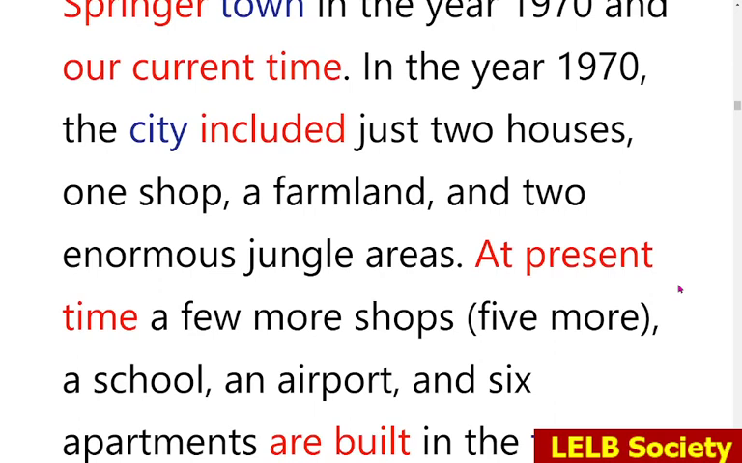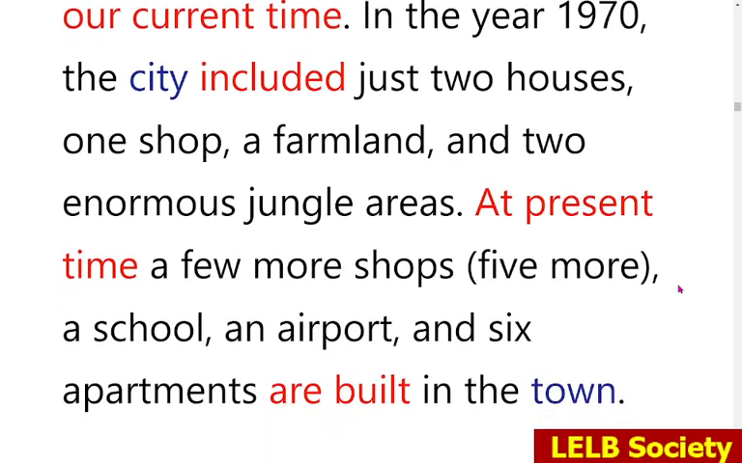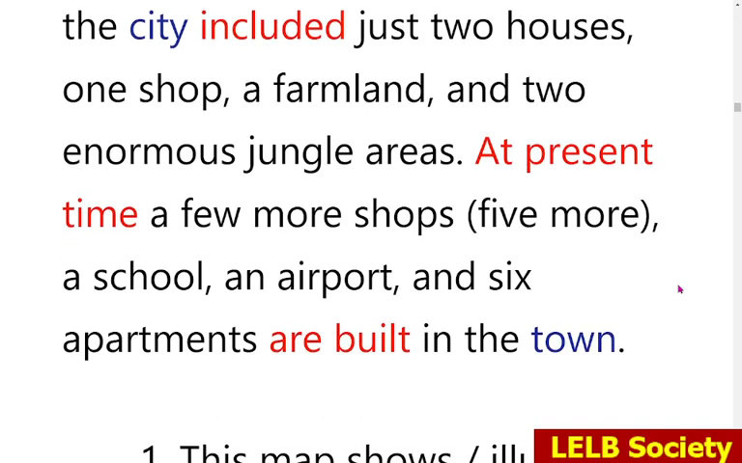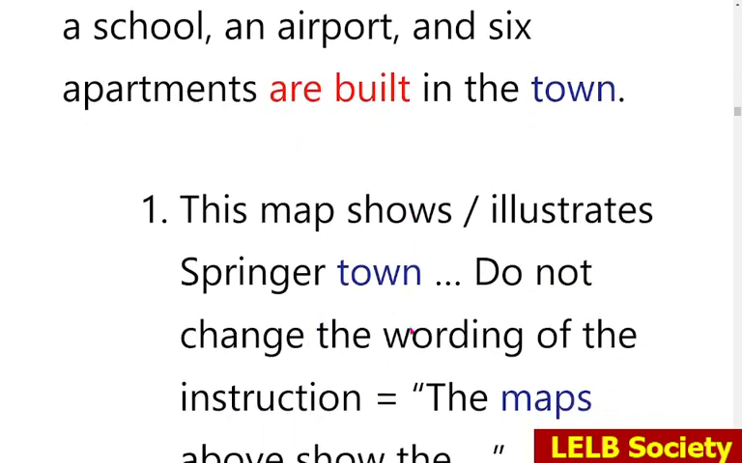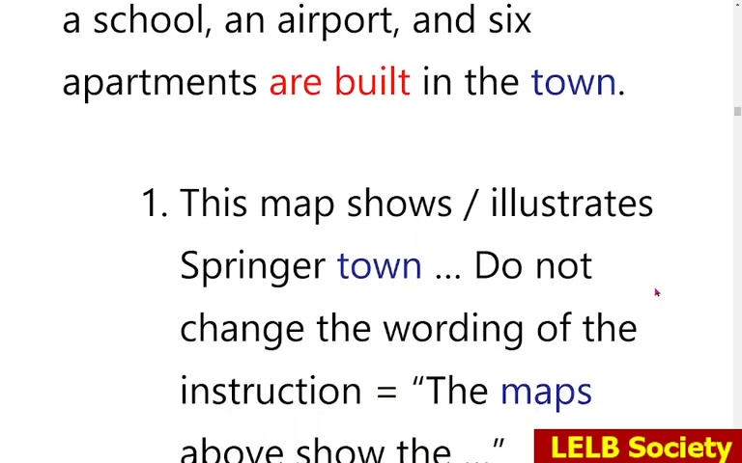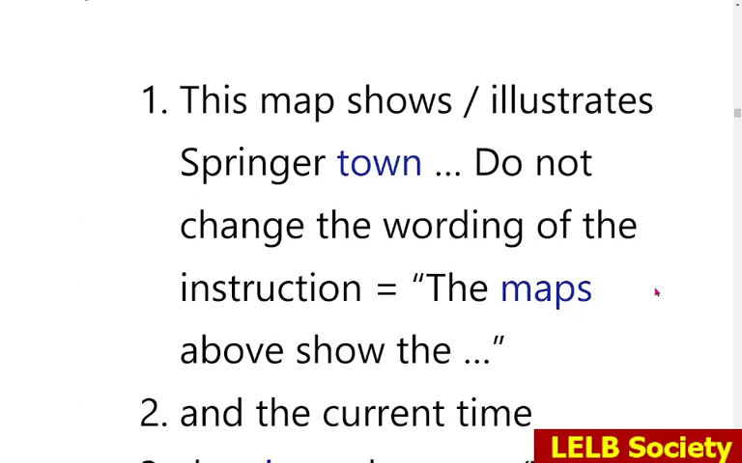At present time, again, actually, it's better to use a conjunction here to show contrast. At present time, however, for example, a few more shops, 5 more, a school, an airport, and 6 apartments are built in the town, have been built, or exist. So not are built. So you need to know the difference between present perfect tense and present tense, and also passive voice and active voice. The map shows or illustrates Springtown. Do not change the wordings of the instruction.